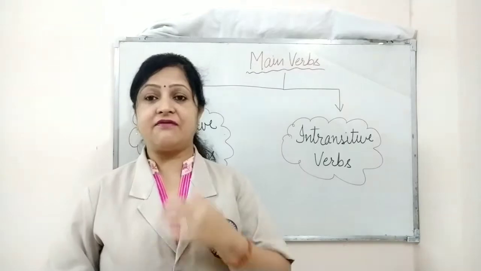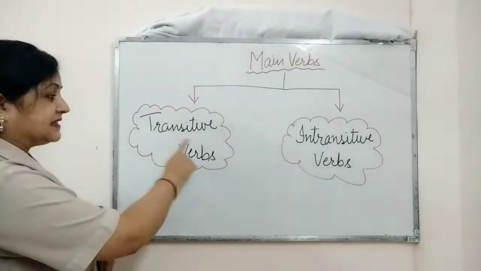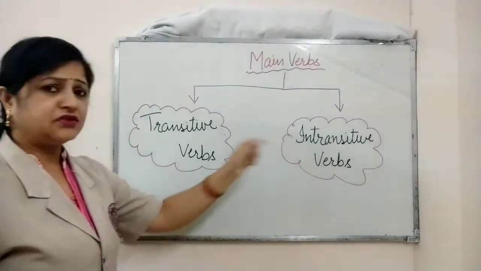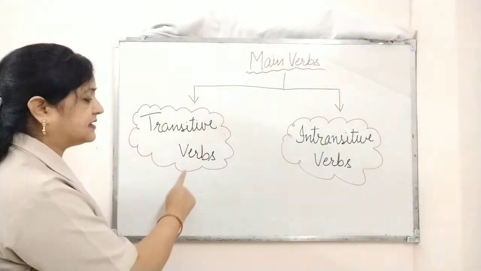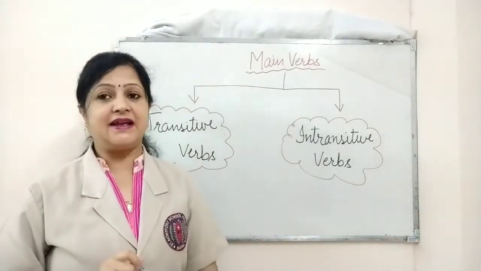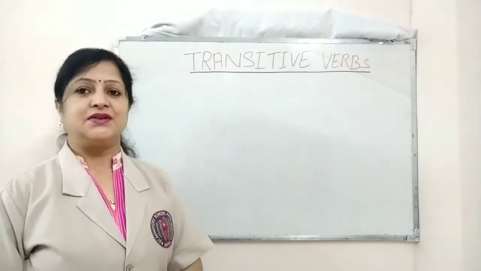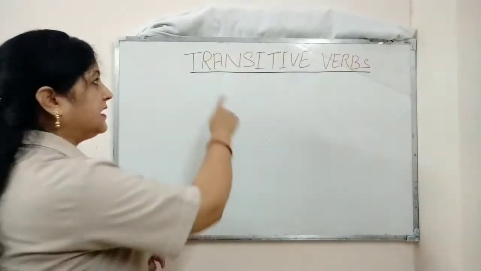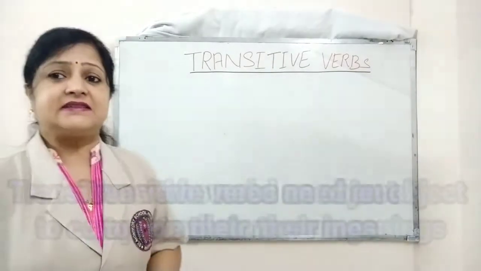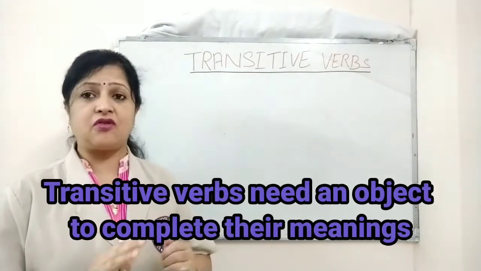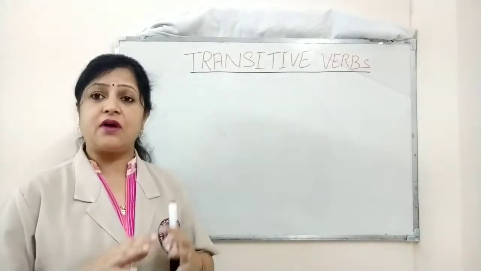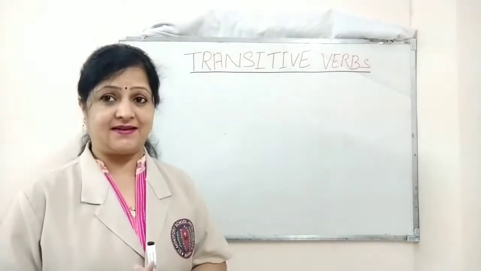These main verbs can be transitive verbs or intransitive verbs. First we will learn about transitive verbs. Afterwards I will explain intransitive verbs. So let's start with transitive verbs. Transitive verbs need an object to complete their meaning. So what do I mean by object here?